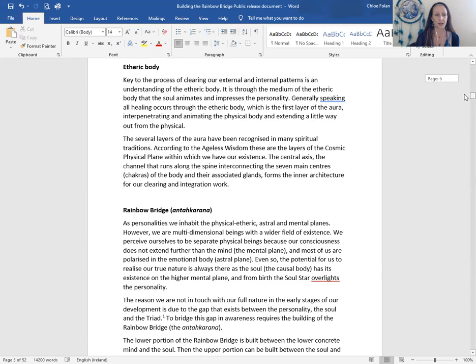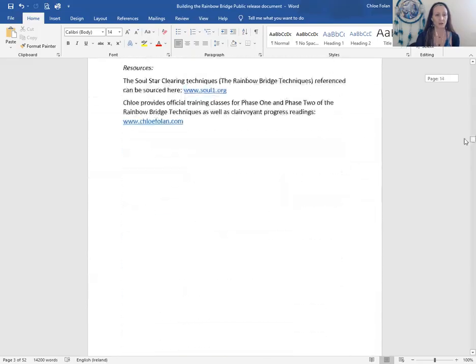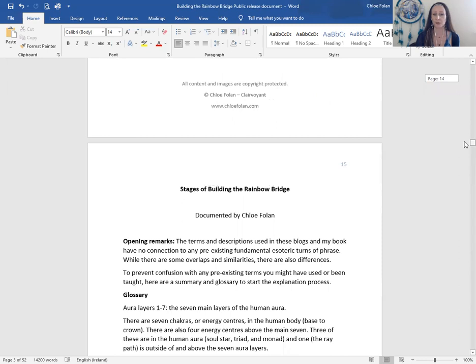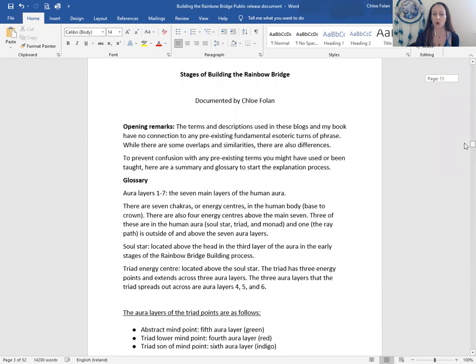And that chapter also has a glossary. So stages of building the Rainbow Bridge, it opens with a glossary just so when different phenomena are referenced, there's a proper understanding of what I'm referencing. Because different mystery schools and different esoteric schools can sometimes use the same name for different things, or the same name means something slightly different. So that's why it's also very good to take some time to read Stages of Building the Rainbow Bridge, in particular the glossary.